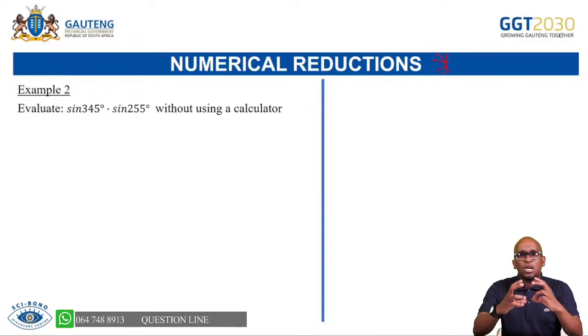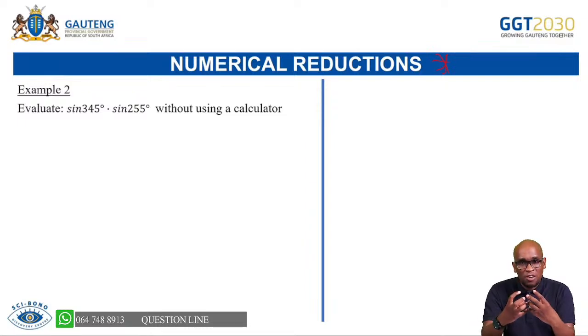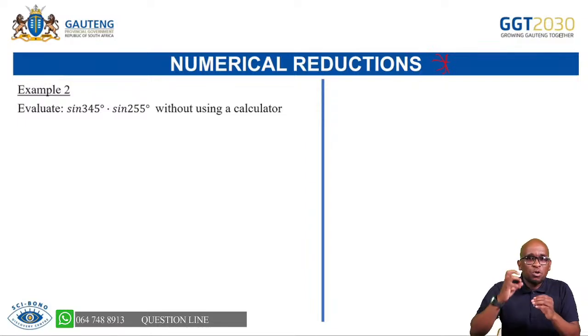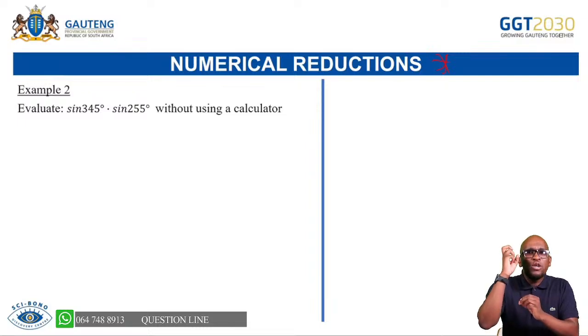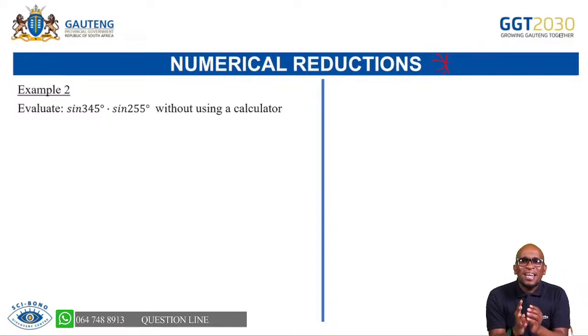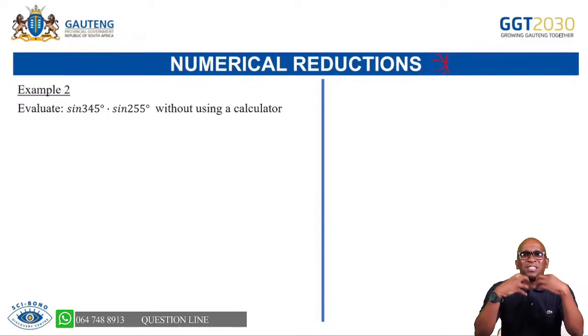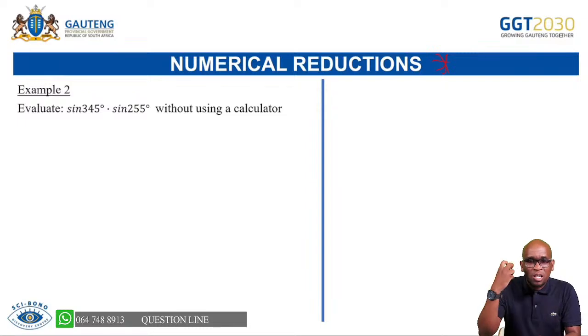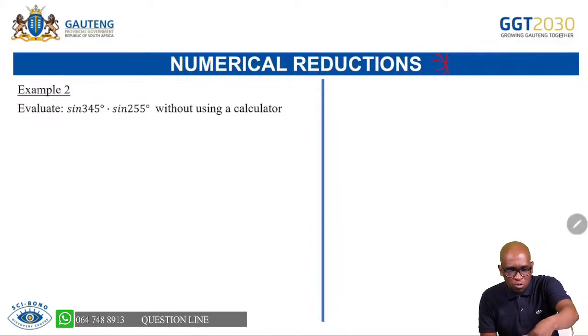How do we do that? We make use of the reduction formula. How do we use the reduction formula? We go to our cast diagram, we locate the quadrant where the numerical angle is found, and we then write it in terms of the reduction instruction in that quadrant. Right, let's go through that.